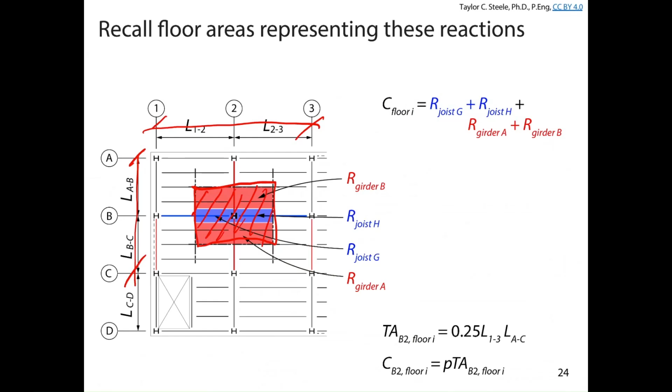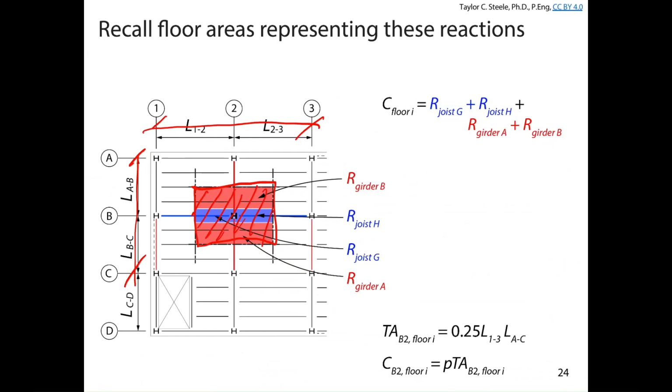Does anyone have any questions or concerns about the concept of what tributary area means and how it can help us take loads down through our structure, through our joists and girders to our columns? It's a pretty simple concept, but if you don't get it, you won't get anything else right. Okay. So if you're confident in it, that's great. If you're not super confident in it, you're going to need to spend a little bit of time with it.